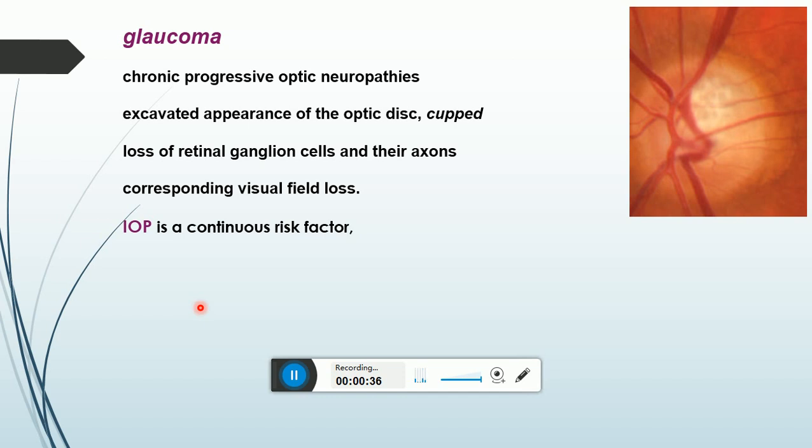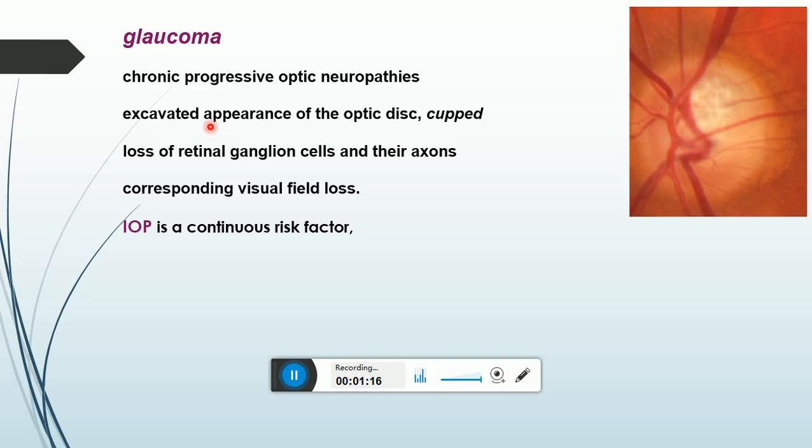So glaucoma is a term used to describe a group of conditions that have certain changes in common. The first change is chronic progressive optic neuropathy. So the optic neuropathy should be chronic and progressive. Another point is that this neuropathy will result in characteristic morphological changes at the optic nerve head.